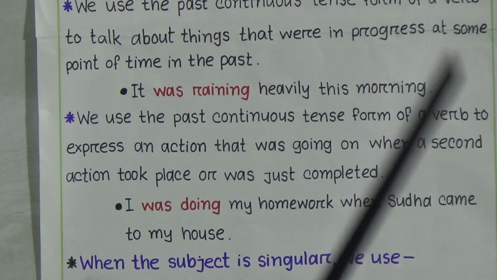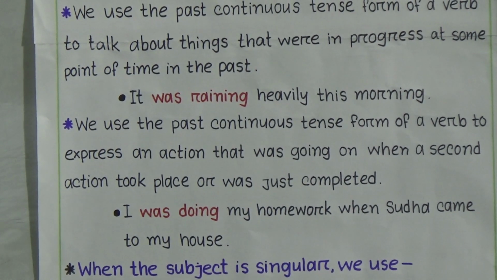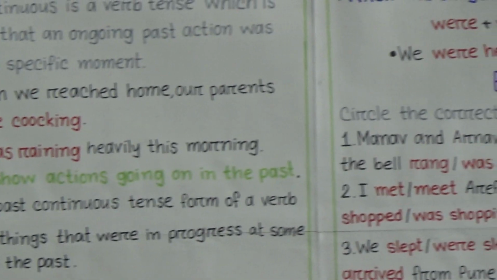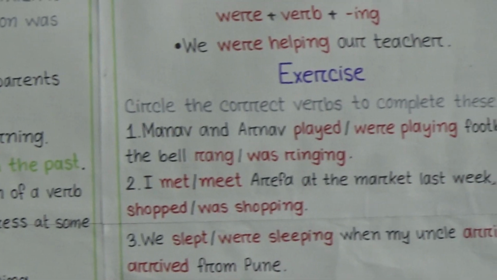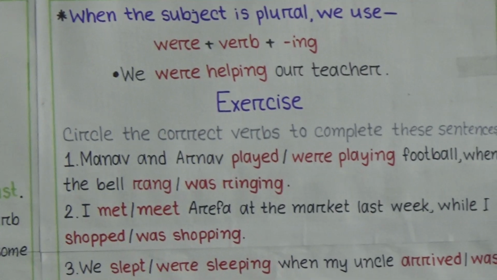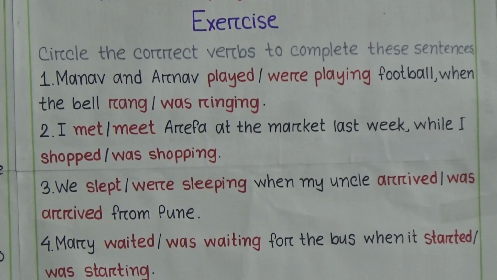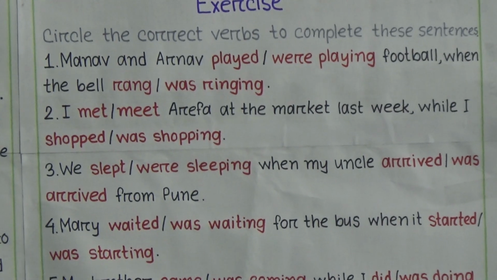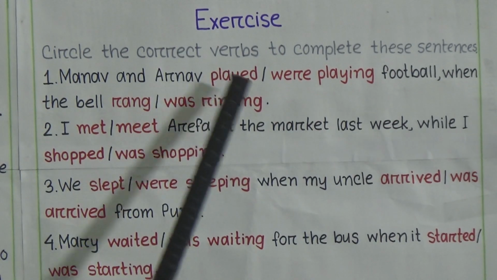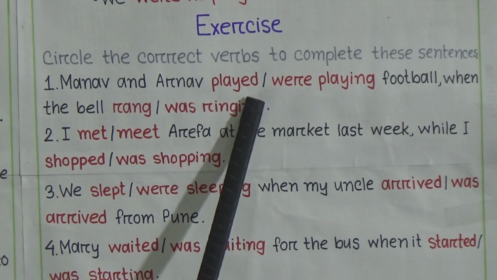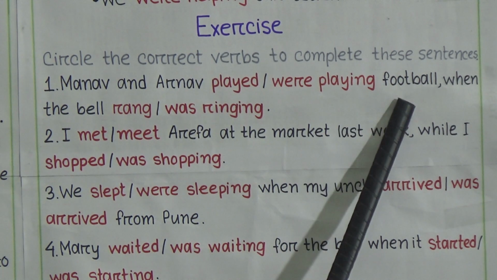It means we find two examples, that means two sentences together, and one will be past continuous and one will be past indefinite. It means the work is completed, it will be past indefinite, and when we find an ongoing process or ongoing work, it will be past continuous tense. So look, Manav and Arnav played or were playing football.